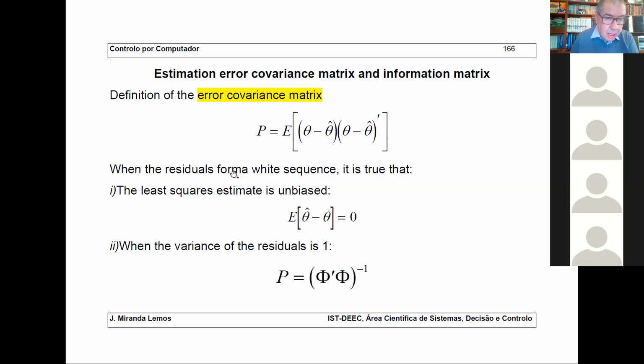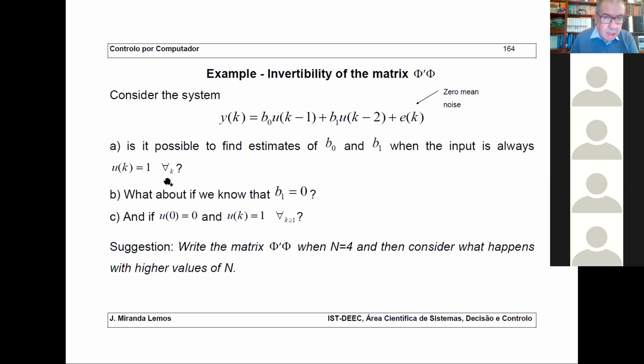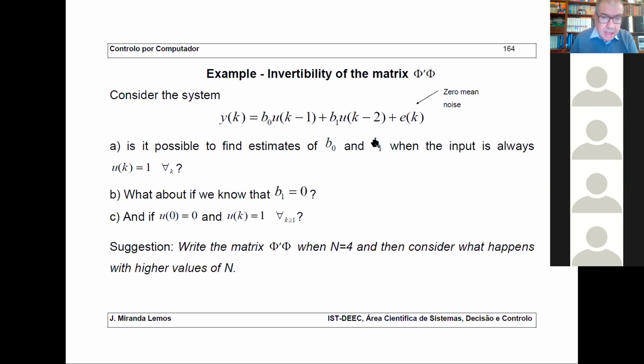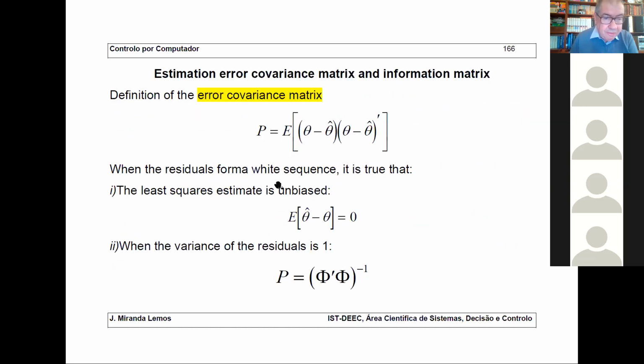Now, let's speak a little bit about the story of the E. So I'm assuming that my Y is this linear combination of parameters plus some noise E. And if E is a white sequence, what is a white sequence? A white sequence is a sequence that has no memory. It's a sequence of random variables that are independent of each other.